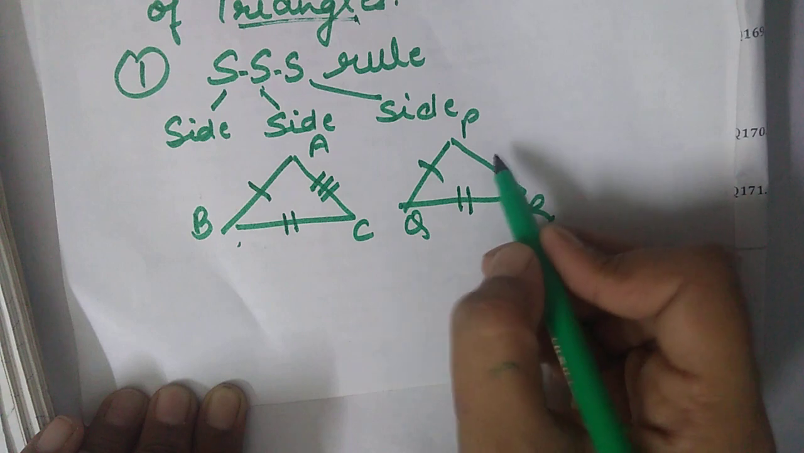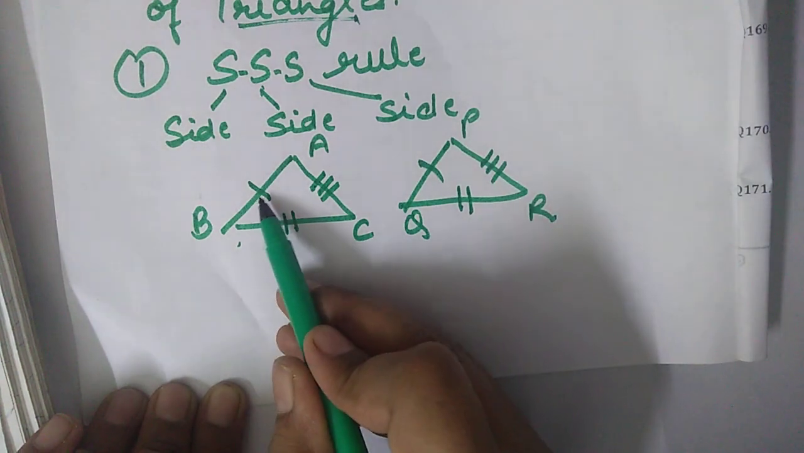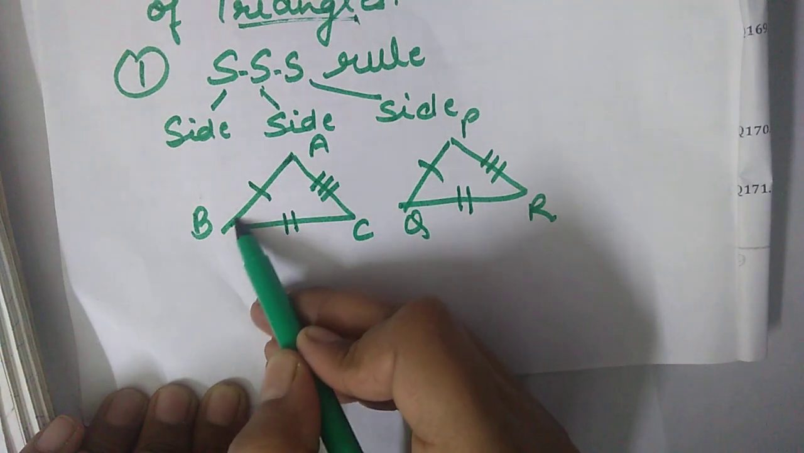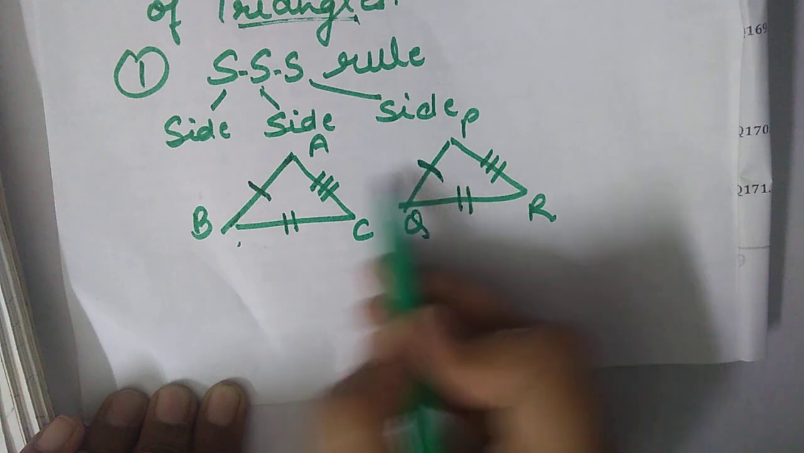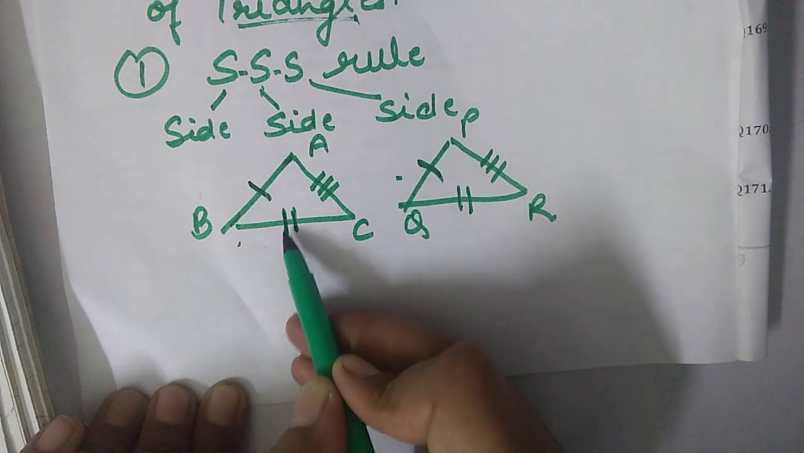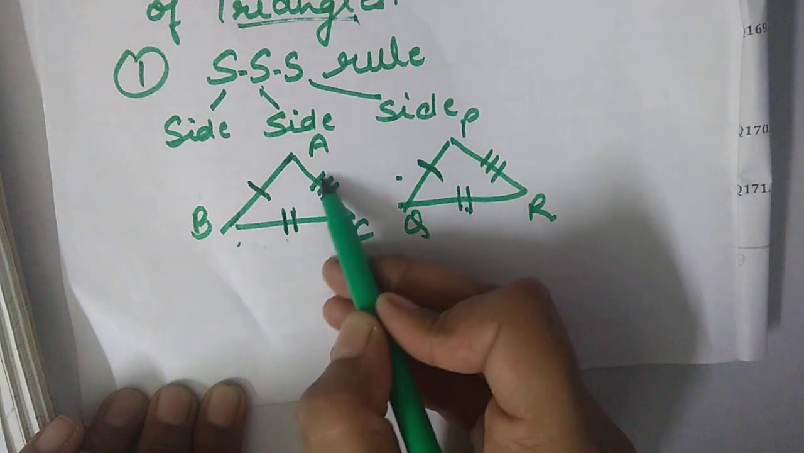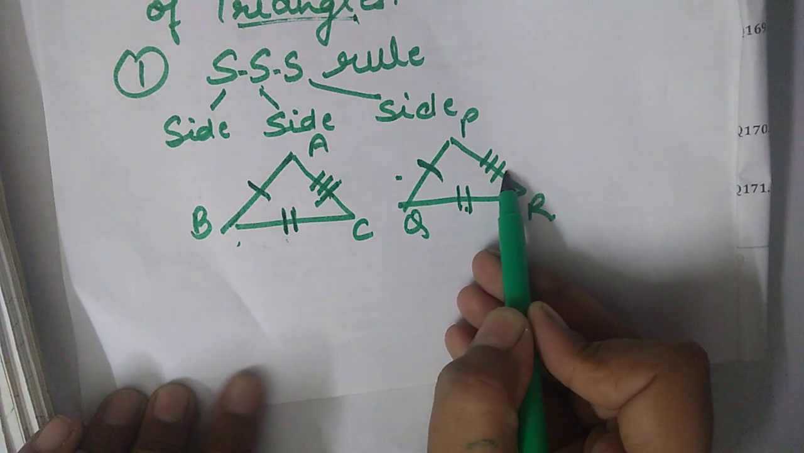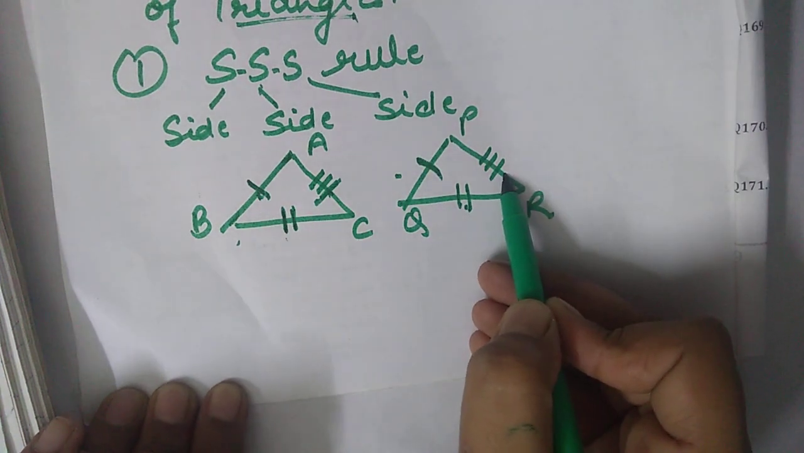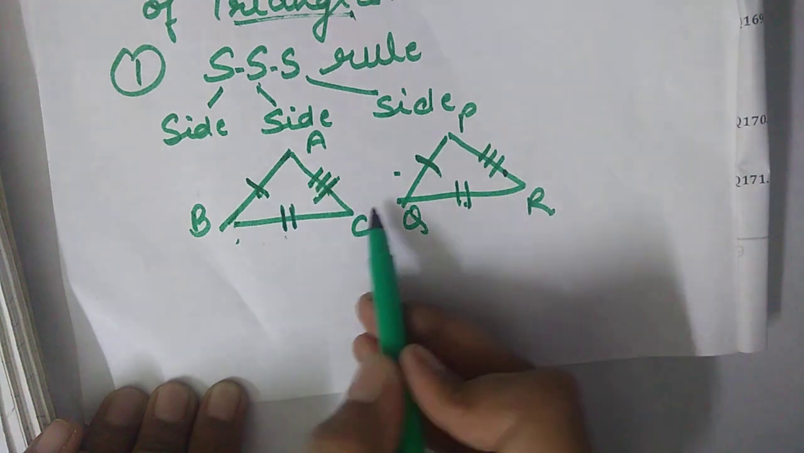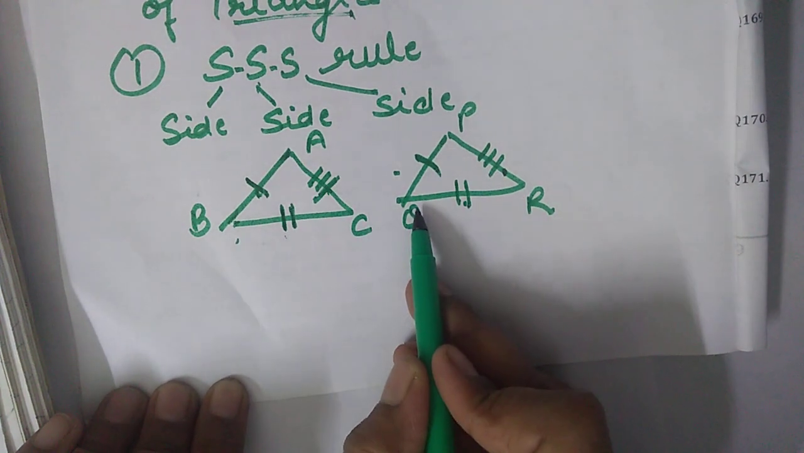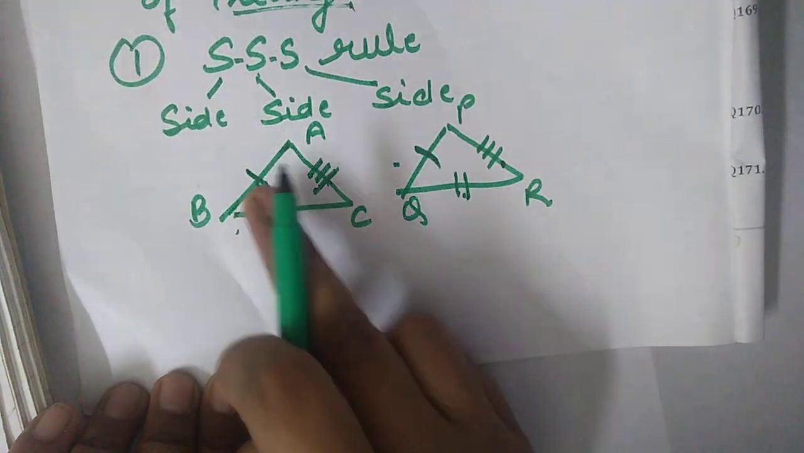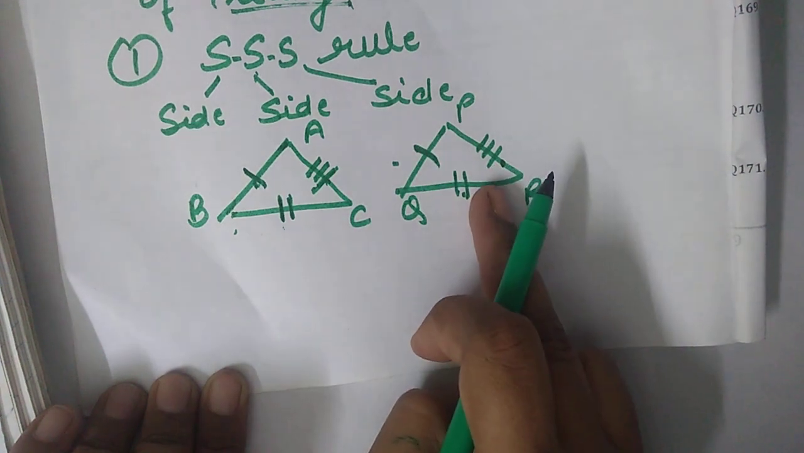Okay, so let us take, if AB is equal to PQ, BC is equal to QR, and AC equal to PR. Here I have drawn one line, and here also I have drawn one line. It means the sides which are cut by one line are equal, and those cut by two lines are equal, and AC and PR are cut by three lines, so it means this line is equal to this. We can't say that this line is equal to this. So this side AB is equal to PQ, AC is equal to PR, BC is equal to QR.